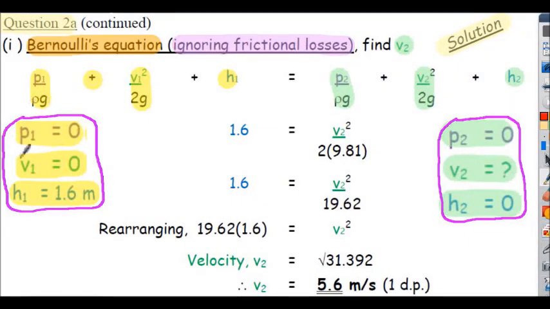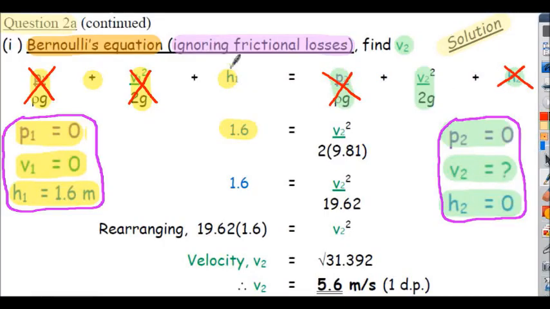From the information given in the question, repeated here for convenience, P1 is 0, so this term's omitted from the equation. V1 is 0, so omit this term. H1 has a value, it's 1.6 meters, so 1.6 meters on the left-hand side of our equation. And the right-hand side values, again repeated here for convenience. P2 is 0 and H2 is 0.